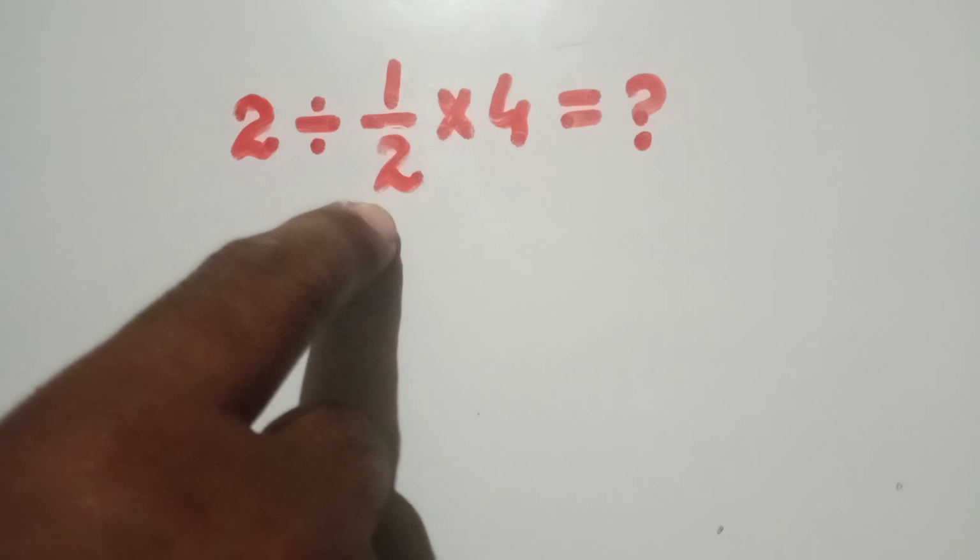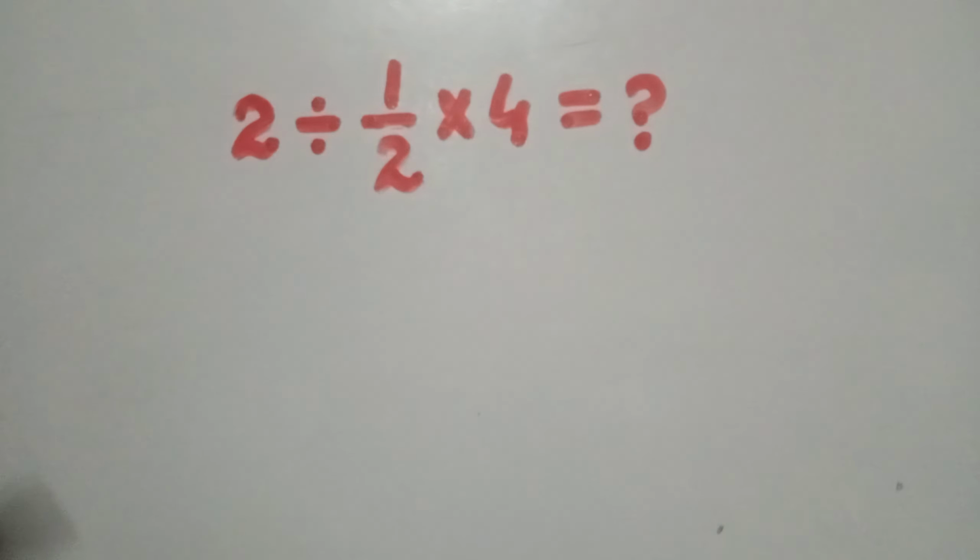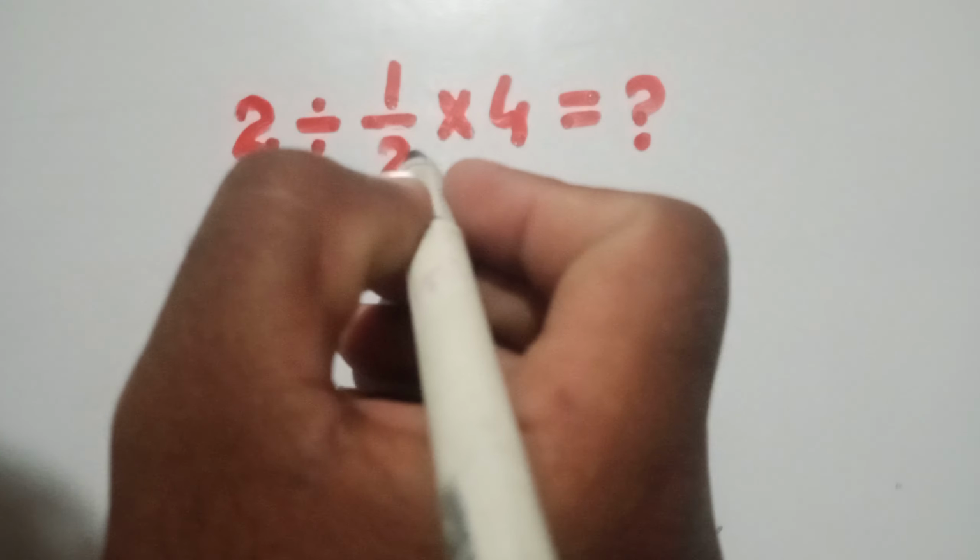2 divided by 1 over 2 multiplied by 4. So if we solve this question by cutting the 2 with the 2, so 1 multiplied by 2 gives us 2, and this will be the same as it is. So 2 divided by 2 gives us 1.